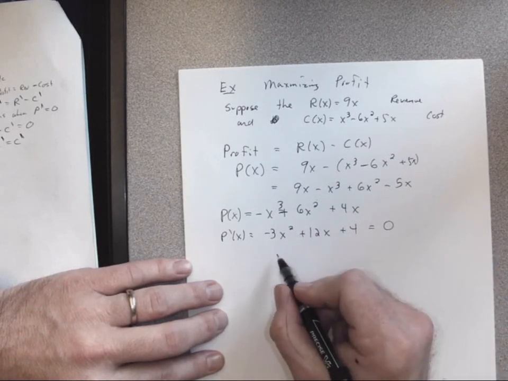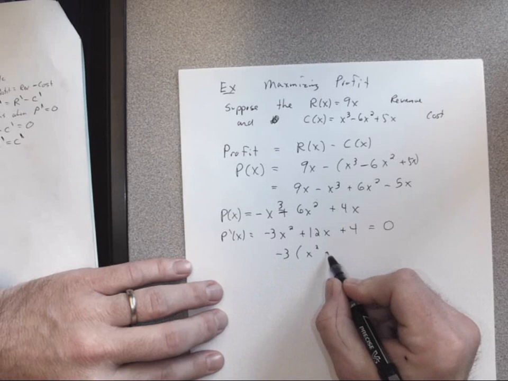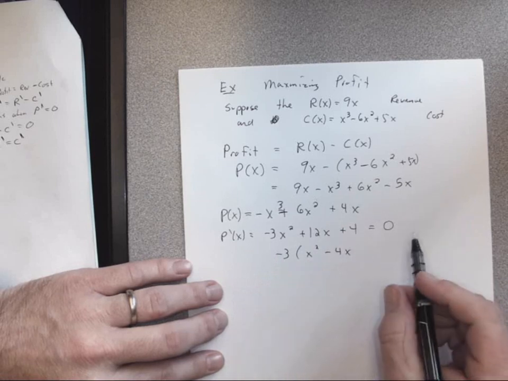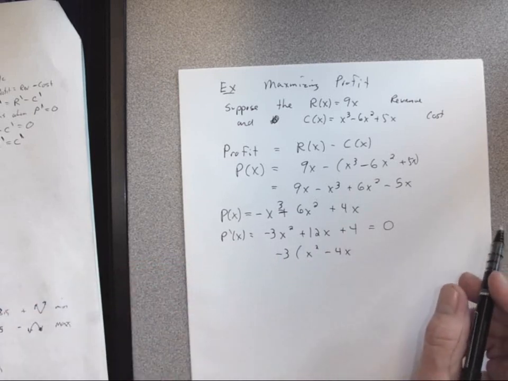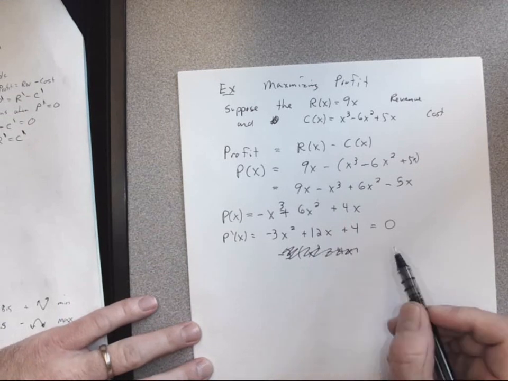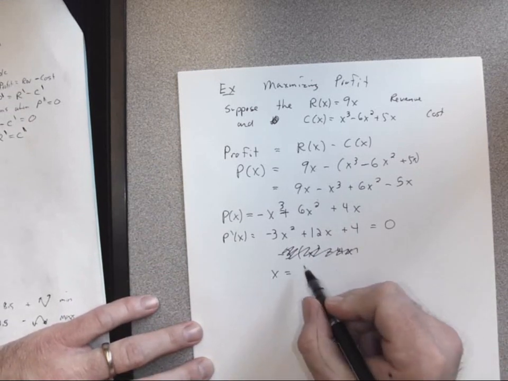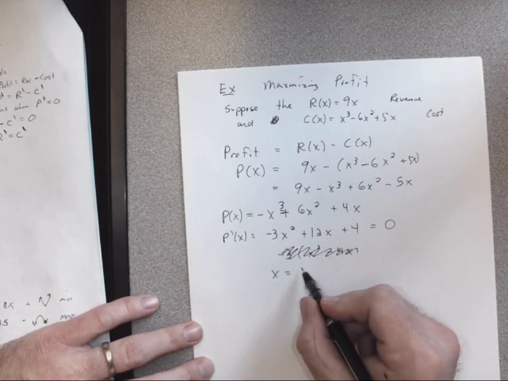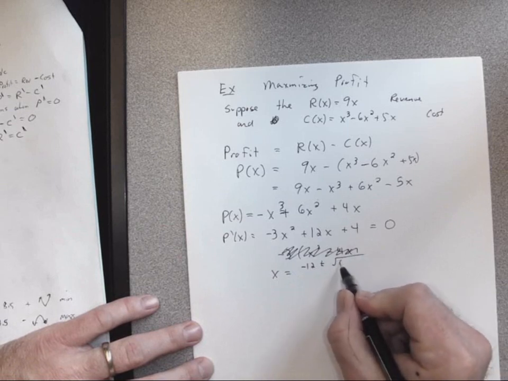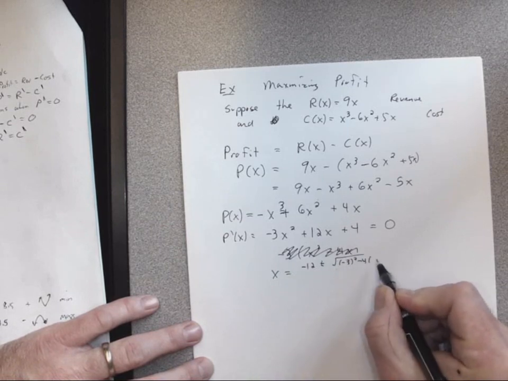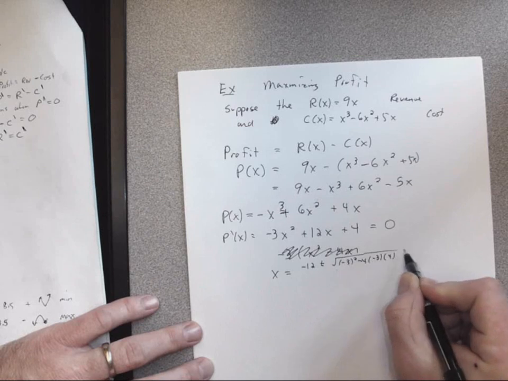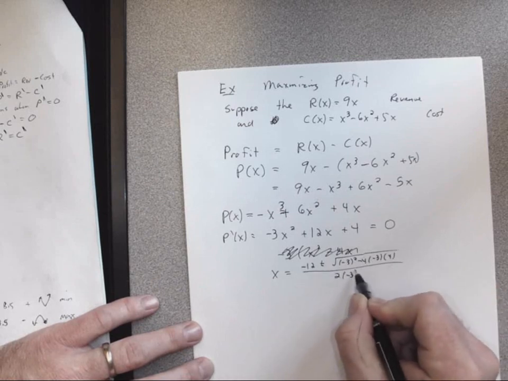So since this is quadratic, factor out that negative 3. This is going to be minus 4. Oh, I can't factor out negative 3. It is not pretty. Okay, well unfortunately, x is going to be equal to, finding the zeros of this, minus 12 plus or minus the square root of negative 3 squared minus 4 times a times c, all over 2 times a.